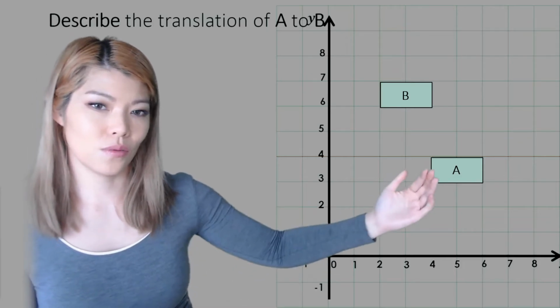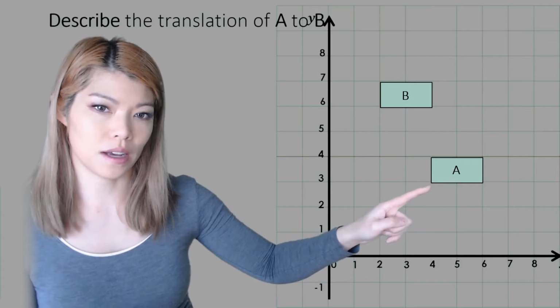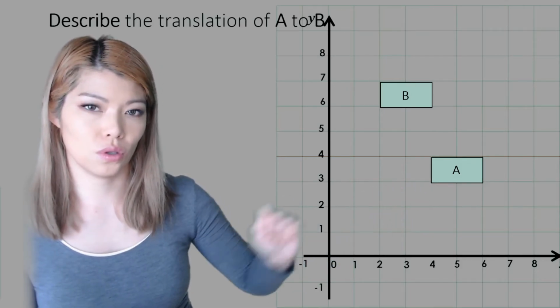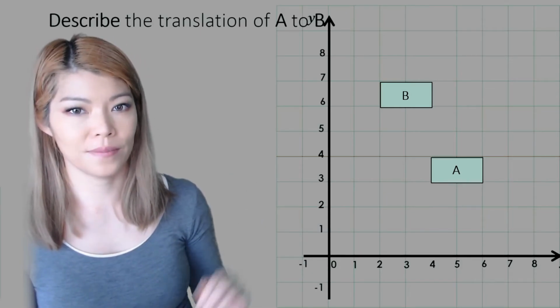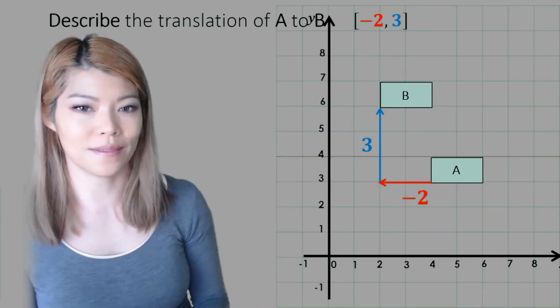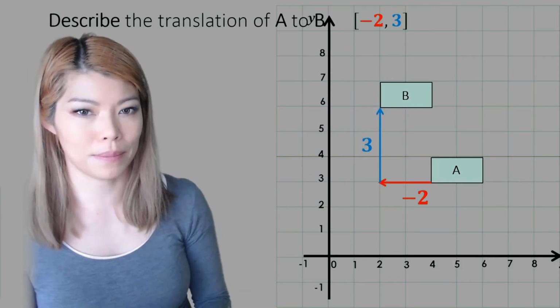Now we can also see that it's gone to the left. How much has it gone to the left? Pick a corner. It has gone to the left by, it went from 4 to 2. So it's gone to the left by 2. So left 2, up 3. So we describe our translation as -2, 3. So -2 is the left and 3 is the up.